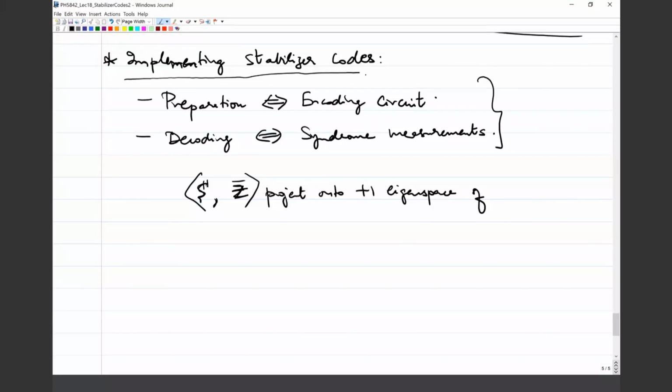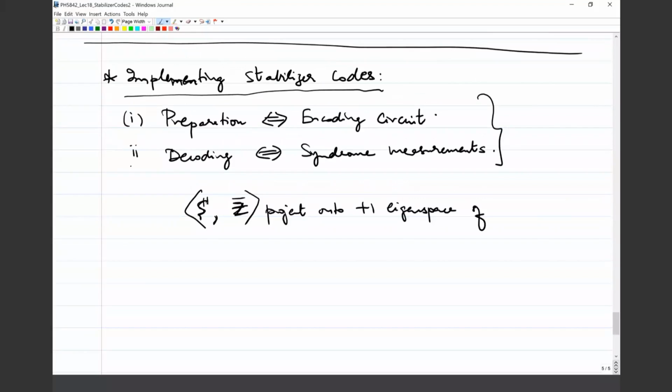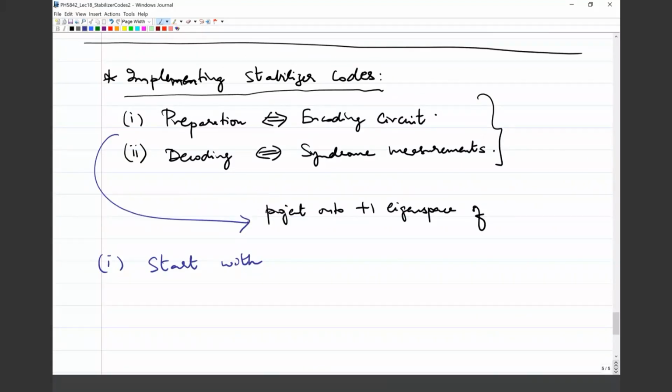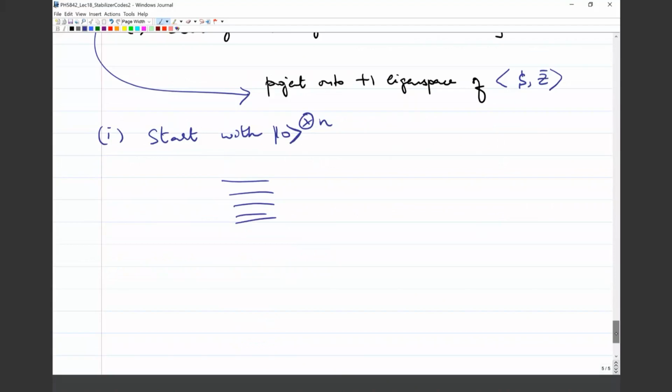How will I do this implementation? So I start with, let me say 1 and 2. So start with, suppose you start with the all zero state in the n qubit space, right? So that's how you'll typically start. Remember that even with the 9 qubit code, you started with all zeros and then you started putting Hadamards, C-NOTs, and that's how you got the encoding circuit. So you start with your 0 tensor n.